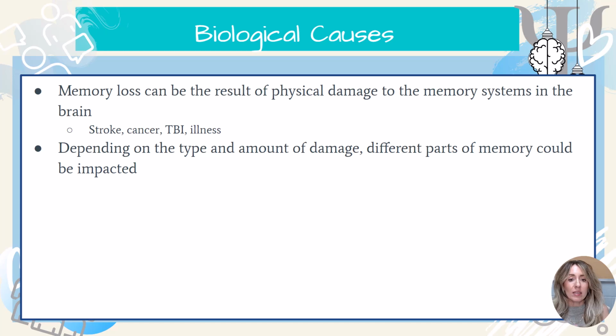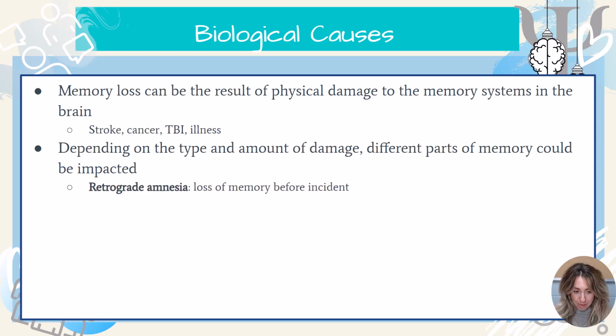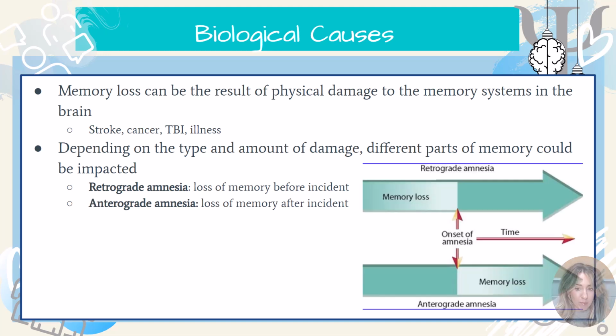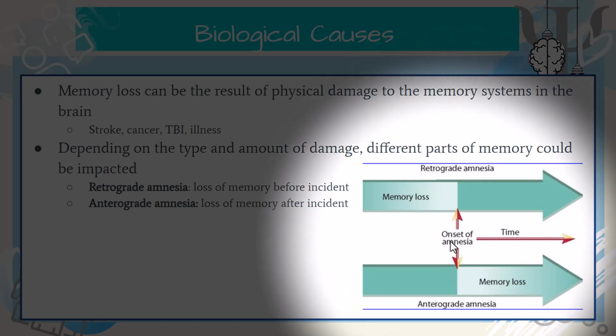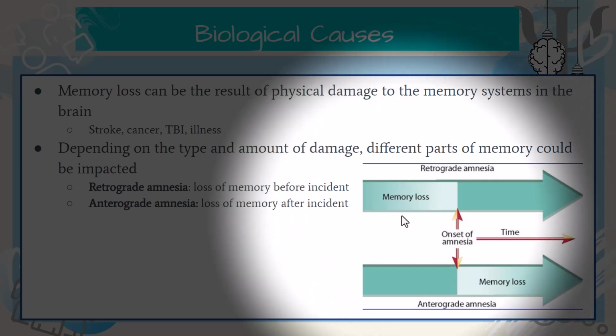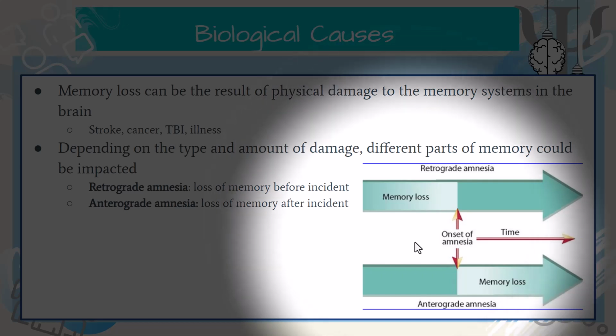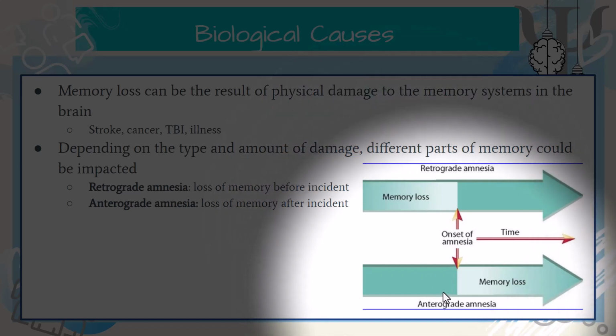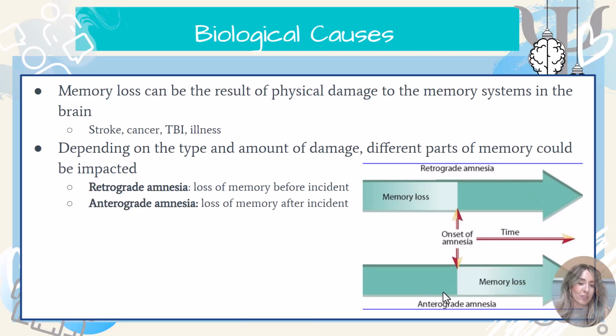So depending on the type of damage, the amount of damage, your memory can be impacted in lots of different places and in lots of different ways. So two of the most common that we see with accidents are retrograde amnesia and anterograde amnesia. And I think this graphic does a really great job of showing the difference between the two. So if you take a look, you see that the arrows are pointing to when there's the onset of amnesia right here, right? If you have retrograde amnesia, your memory loss is before the amnesia started. So you can't remember things in the past. If you have anterograde amnesia, you can't remember things in the future, right? So retrograde, past, anterograde, future.